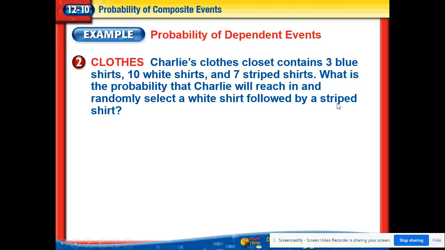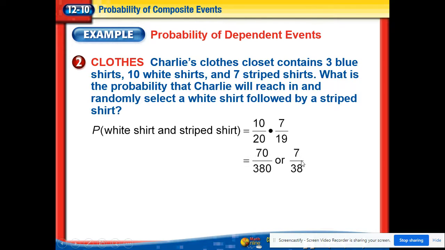So let's take a look at how many total shirts. First and foremost, there is 3 and 7, so 10, and another 10, so 20 shirts. How many of them are white? So we have 10 out of 20. And then followed by a striped shirt. Now, the 10 out of 20 is there, but notice the next one, it's 7 out of 19, because he's already taken a white shirt out, there's only 19 left. So it's 7 out of 19. Now we multiply across, so 70 out of 380, and then simplify it to 7 over 38.